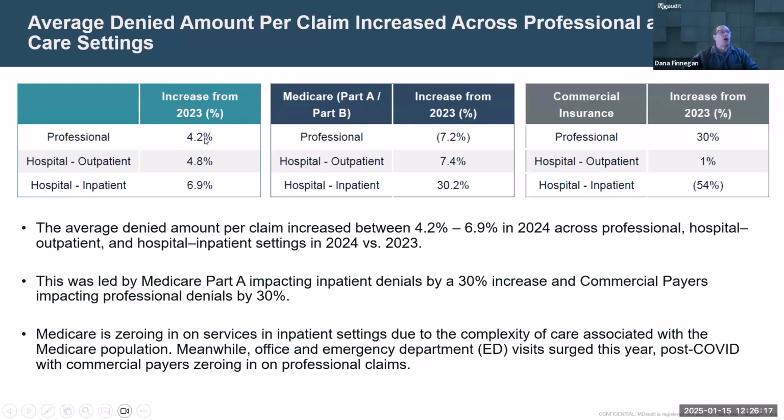You can see that it went up 4.2%, 4.8%, and 6.9% professional, outpatient, inpatient, respectively. The scarier piece here is that 30% of that on the inpatient side was from hospital inpatient for Medicare Part A. The other 30% on the pro fee side was from your commercial insurances. Really what we saw is Medicare is really zeroing in on inpatient settings with complexity of care associated, HCCs, high-risk DRGs, and so on. Whereas on the pro fee side, it was largely driven by office and emergency department visits. So you'll be getting this, but see if you're having similar spikes with that inpatient side of things for Medicare Part A and your commercial insurances on the pro fee side.